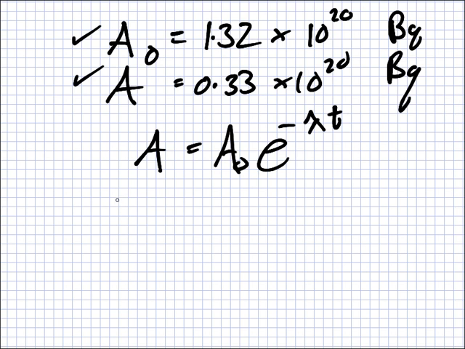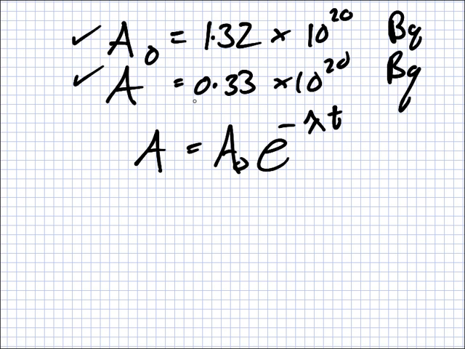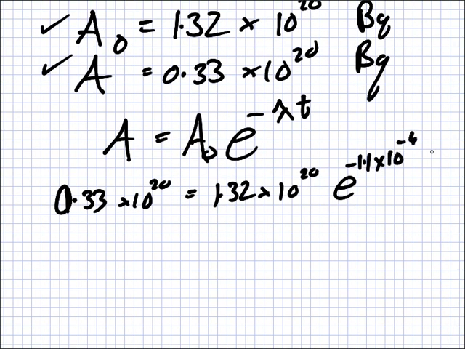What'd you get? 8 hours? 3.5. 3.5 hours, okay. 3.5? Are you sure? So you have 0.33 times 10 to the 20 equals 1.32 times 10 to the 20 e to the minus 1.1 times, what was the lambda? 10 to the minus 4 t.